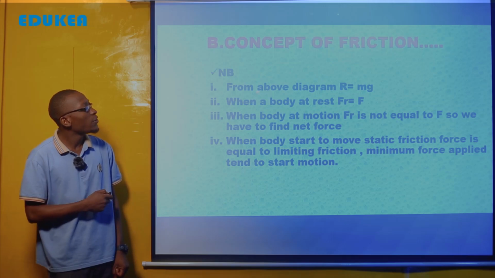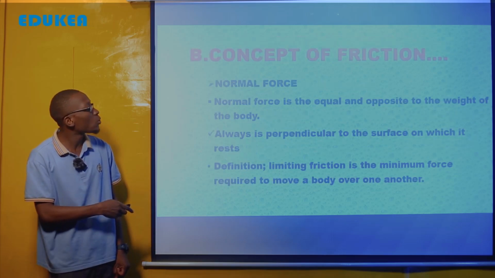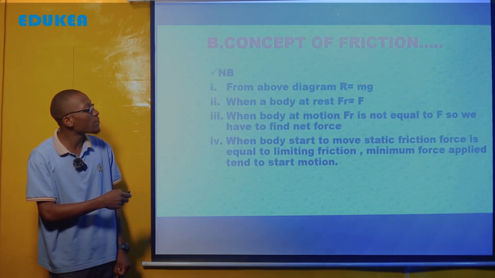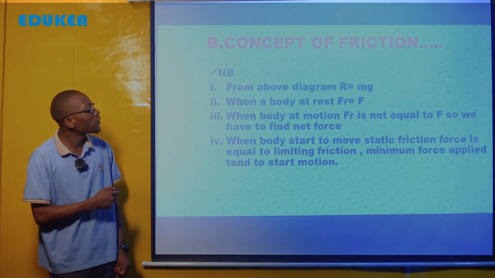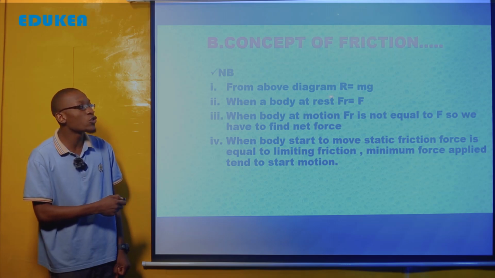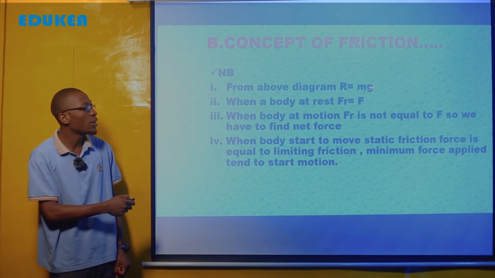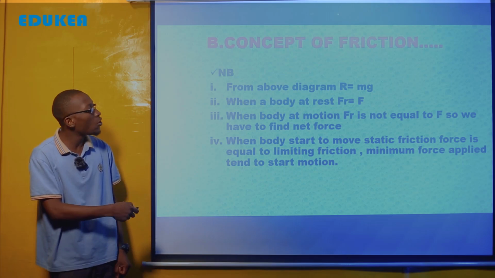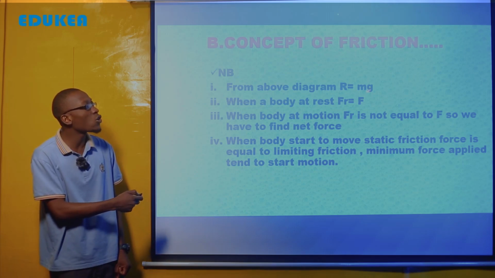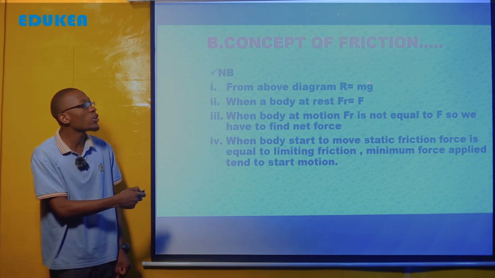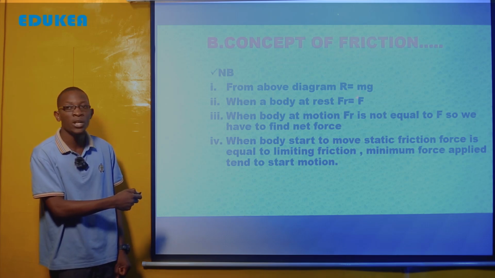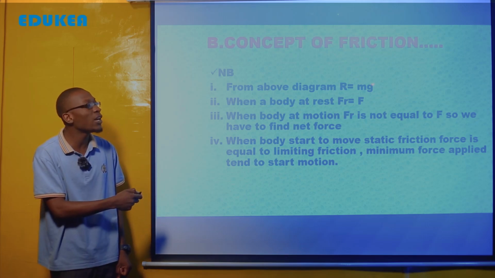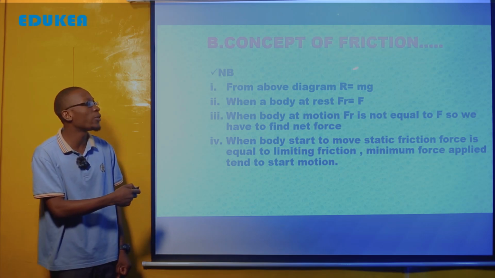Note, from the above diagrams, we get some concepts. The first one, from the above diagrams, R, which is normal reaction, is equal to mg, which what is mg? M is a mass and g is a gravitational constant. So normal reaction, or R, is equal to the weight of the body. Don't confuse. If someone asks what is the weight of the body, we can say it is comparable to the normal reaction, or it is the same as the normal reaction.